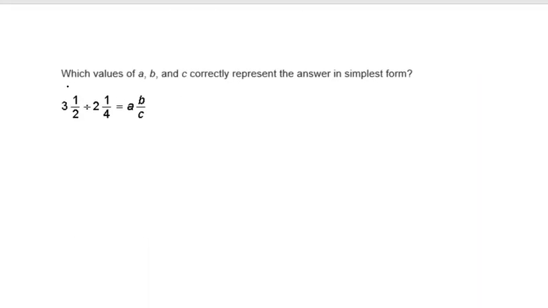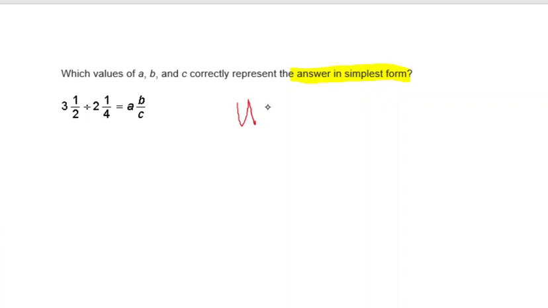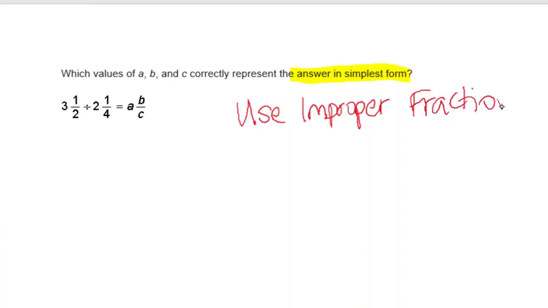Okay, this problem gives you mixed numbers, and it wants your answer in a mixed number in simplest form. So we want an answer in simplest form. Whenever you're working with mixed numbers, the first thing you need to do is change them to improper fractions. Always use improper fractions before you apply the keep, change, flip rule. Before you multiply by the reciprocal, you have to have improper fractions.